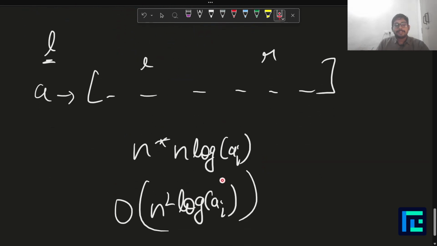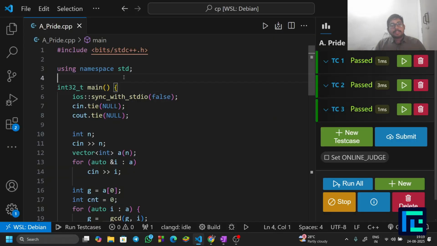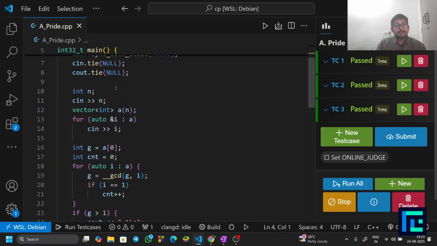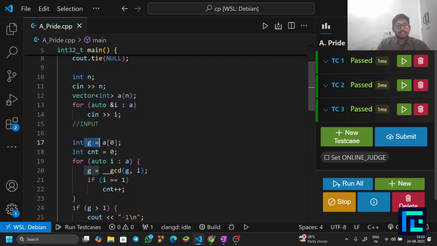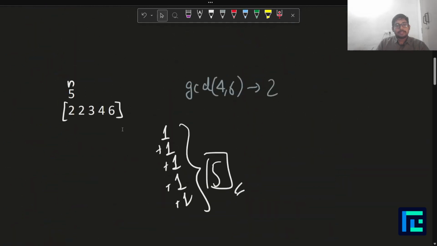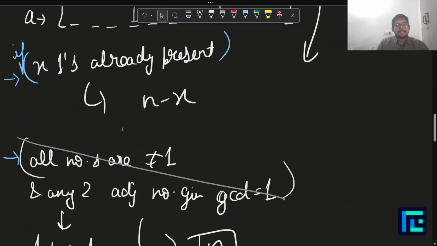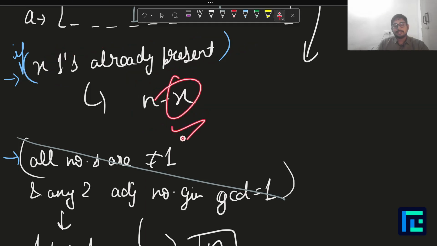We can quickly move on to our code. Here you can see in the main function I have taken the input part, so n and an array of size n. Once input is done, I start with what all cases we need to consider. The first case is: if there is a 1 already present in the array, then we can simply print our answer as n minus the count of ones that are present.